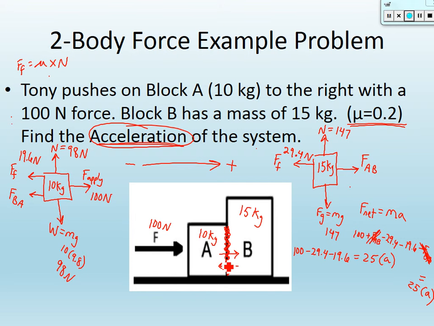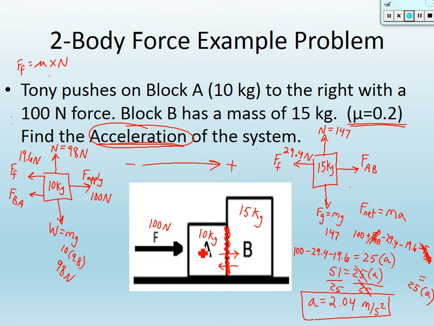Okay, now we've got one unknown in one equation, so we can solve it. Let's simplify it. 100 subtract 29.4, subtract 19.6, and that's 51, is equal to 25 times A. How do we solve for acceleration? Divide both sides by 25. So the acceleration of this system is equal to 2.04 meters per second squared. So that's the acceleration of the system.